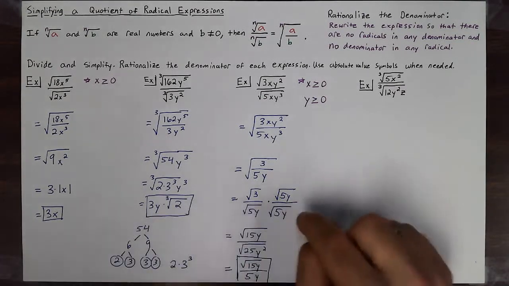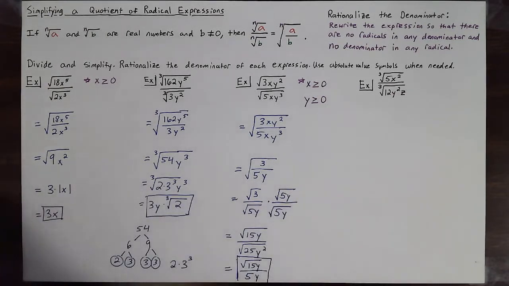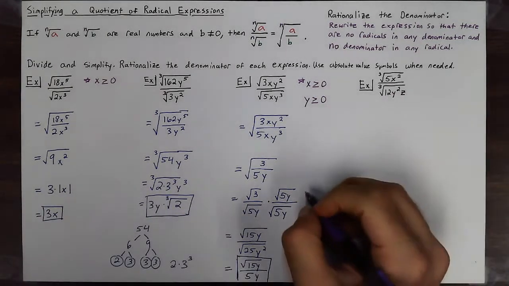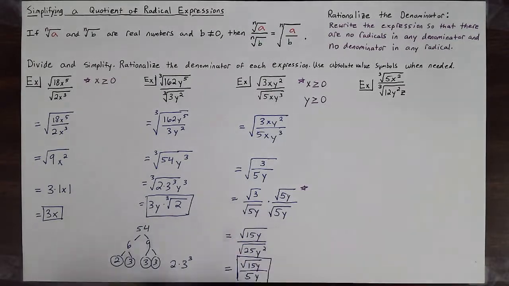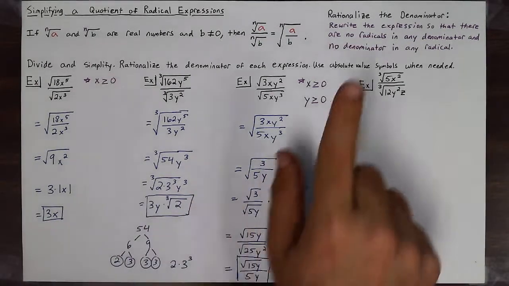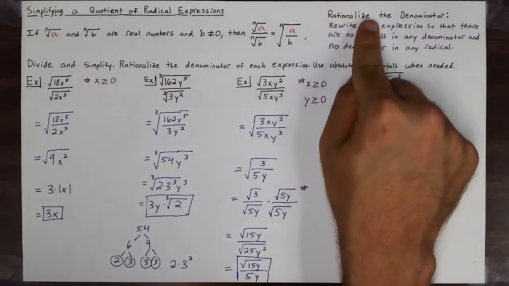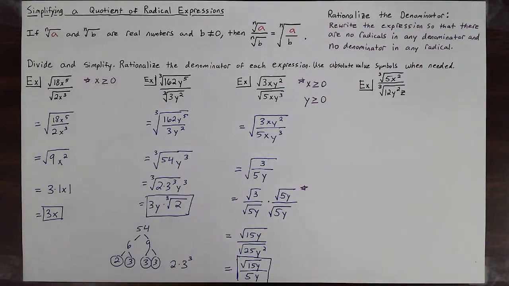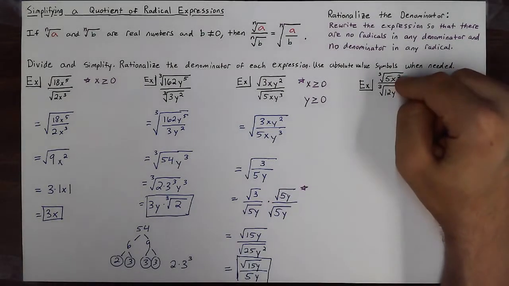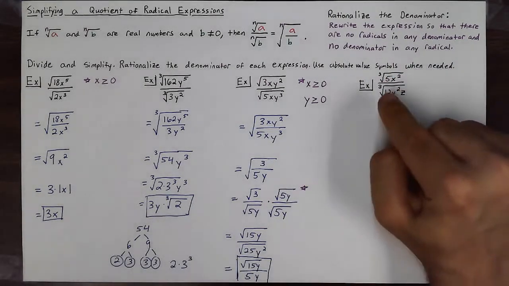So that's what rationalizing the denominator looks like. It happened at this particular step. I'm just trying to get rid of the radical that would be in the denominator, so there's no longer a radical down there. So whenever you get rid of the radical, it rationalizes that denominator. Now let's look at this next example. I have the cube root of 5x squared over the cube root of 12y squared z.